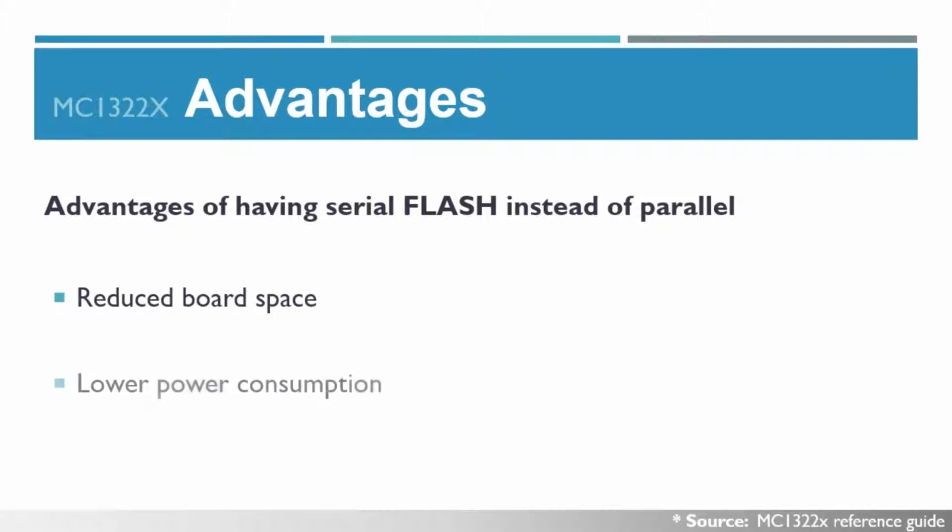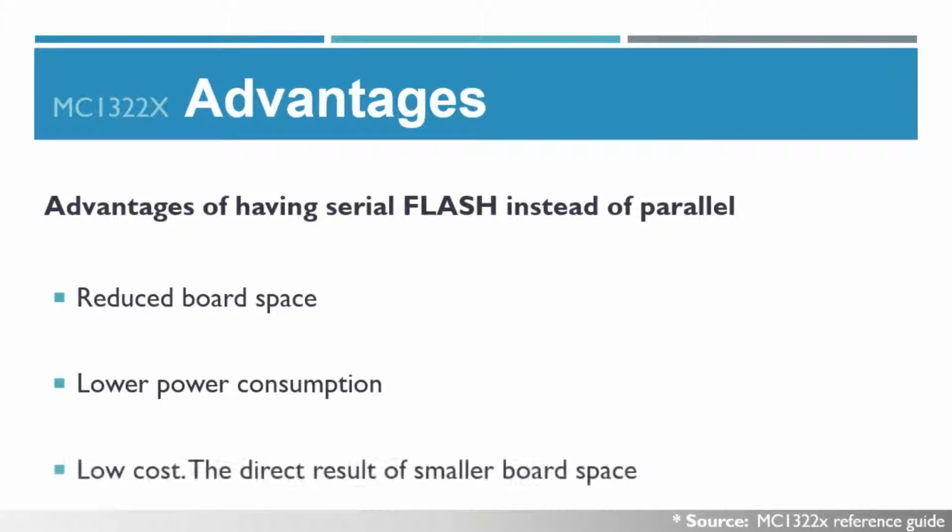Second, there is lower power consumption. Considering that power is directly proportional to the current, with the low maximum standby current of about 5 microamps, then the serial flash consumes much less power than parallel flash. And finally, the low costs, the direct result of smaller board space and obviously a simpler printed circuit board.